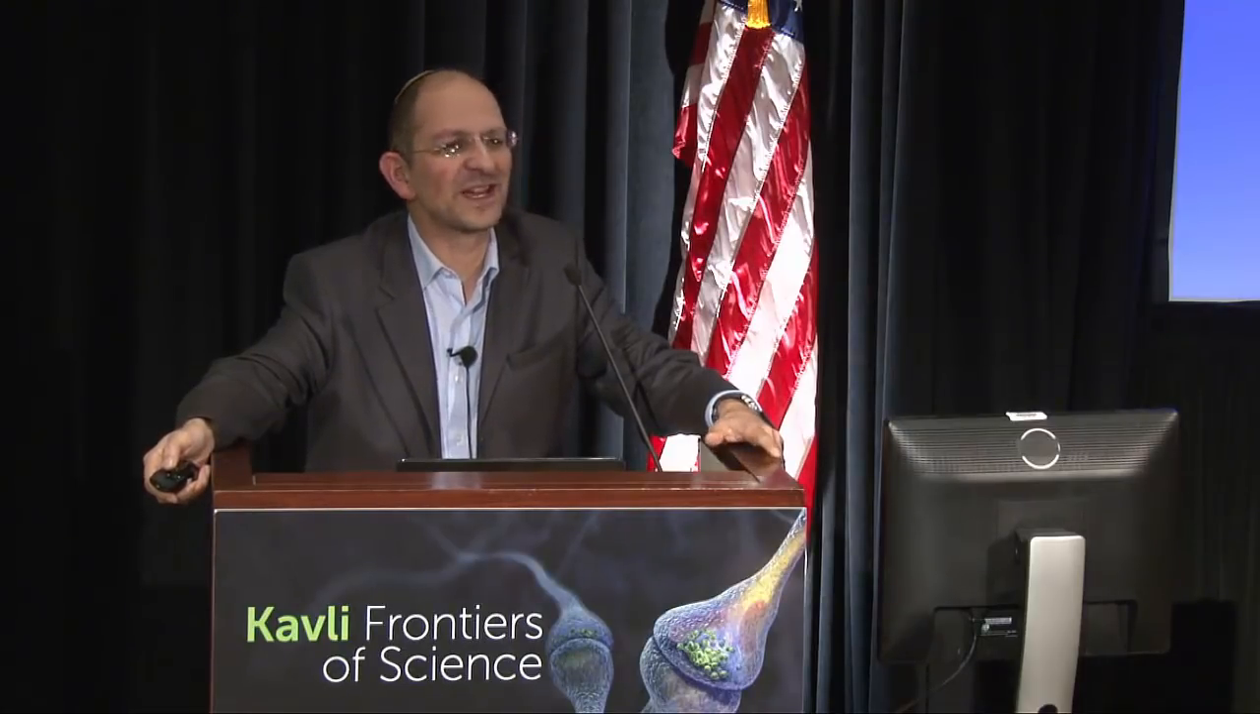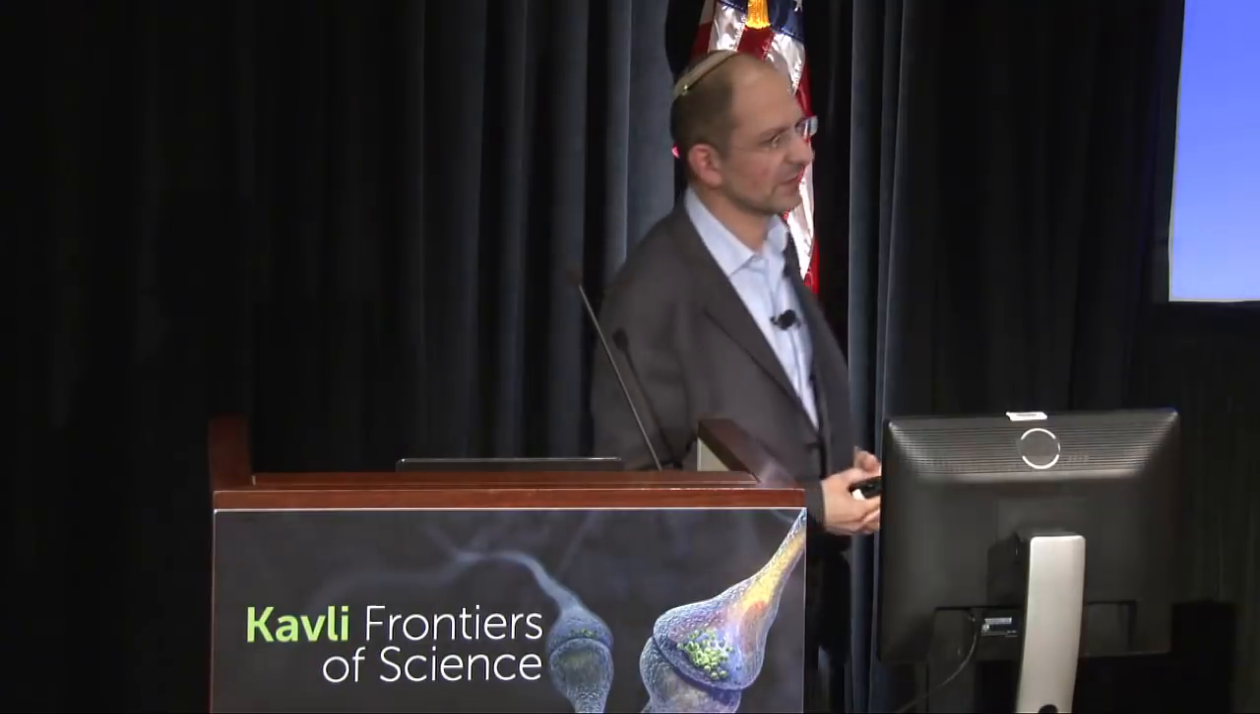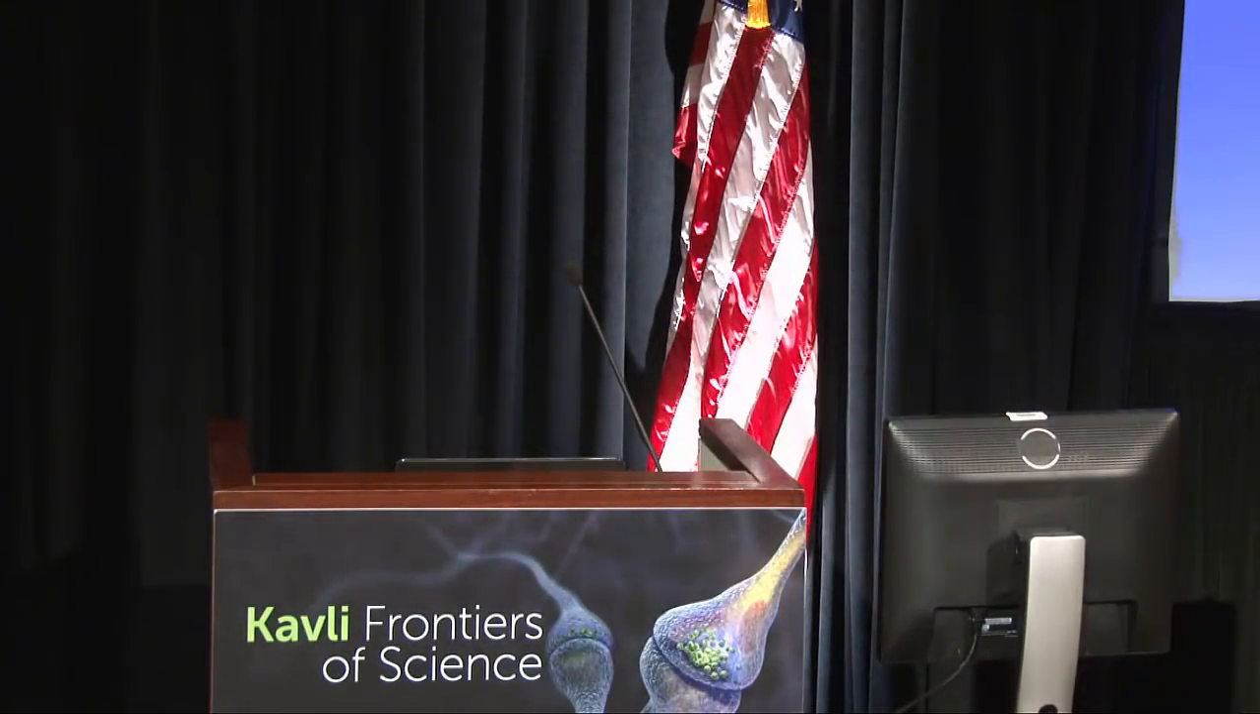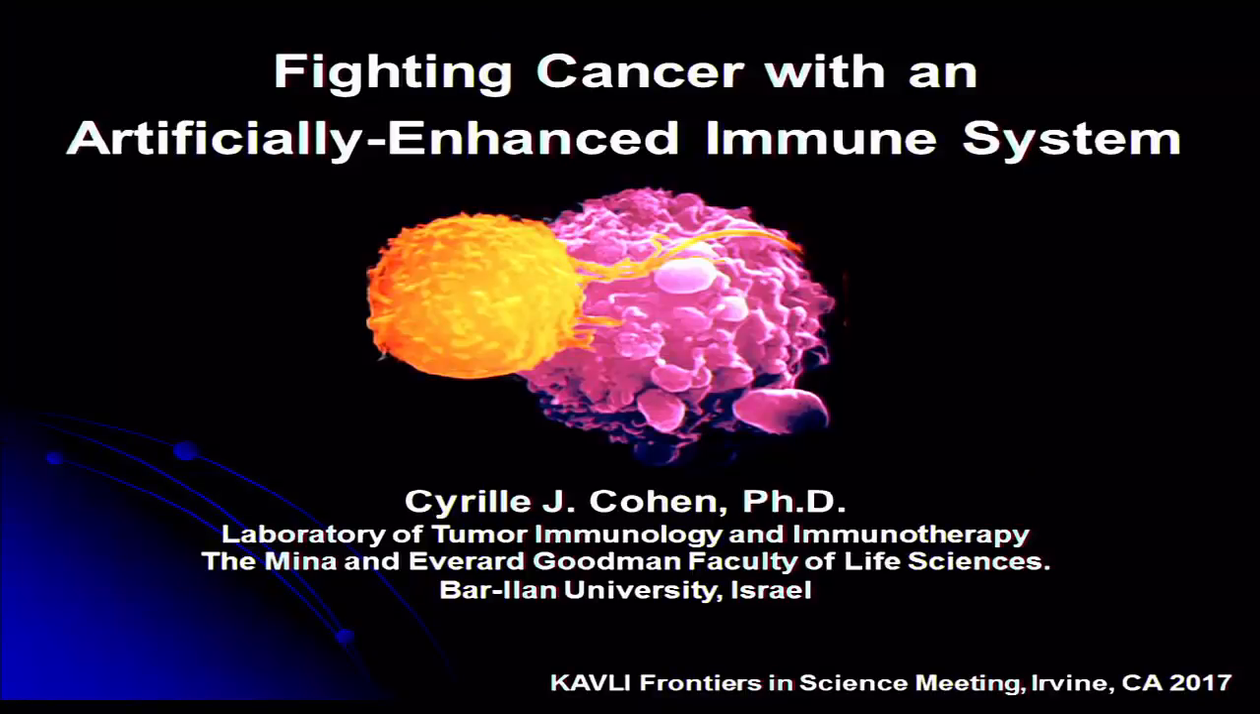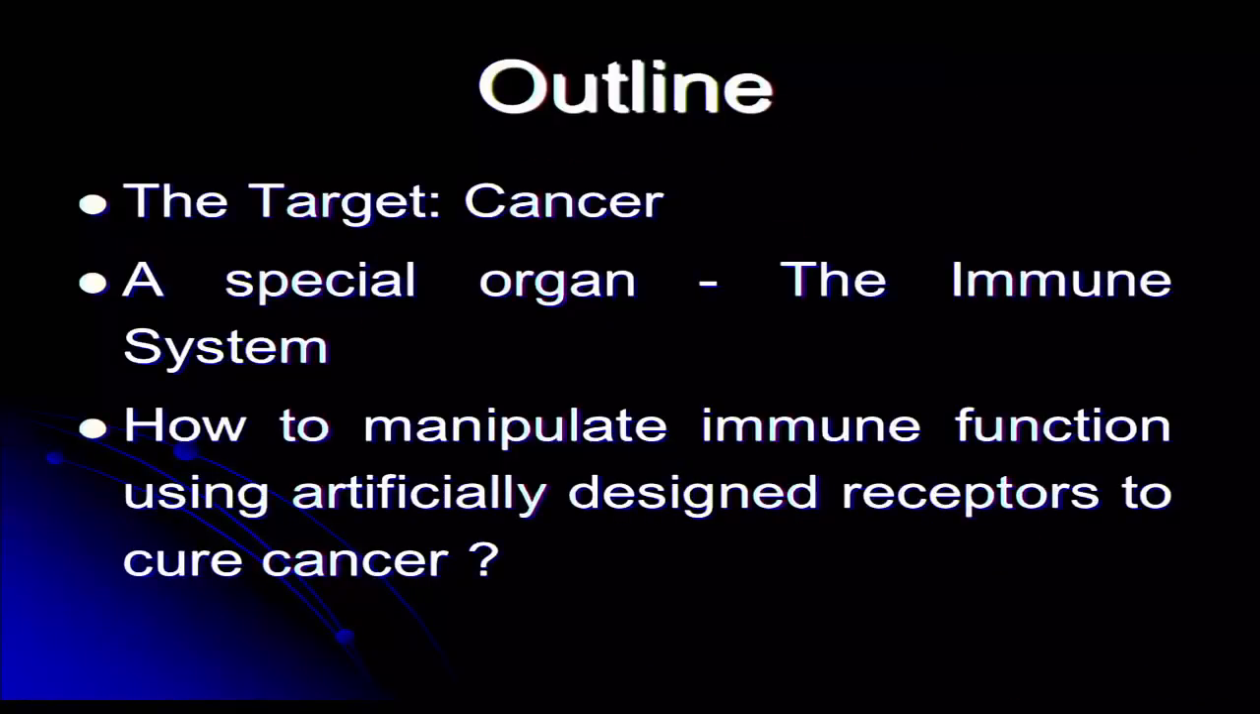And what I would like to do in the next 3 hours is to tell you a little bit about how we can actually modify artificially, with artificial molecules and artificial proteins, the immune system so that it can recognize and kill cancer. So we're going to talk a little bit about the target, which in my case is cancer cells. We're going to try and define, for all the scientists here, what cancer cells are and how they function. We're going to talk a little bit about a very special organ, which is the immune system. And then we're going to see how we can manipulate the immune function so that those cells will recognize cancer cells.